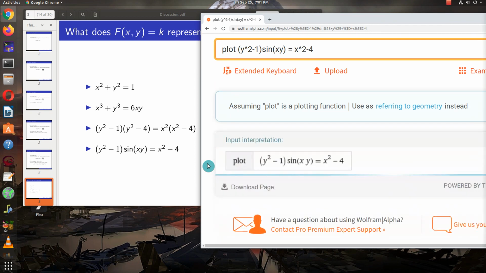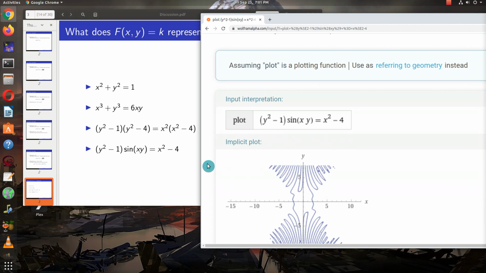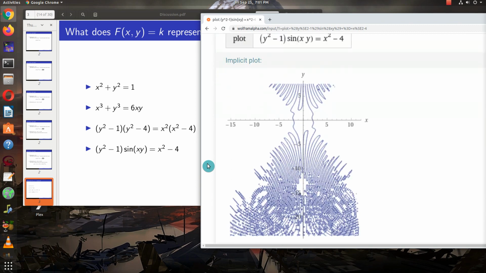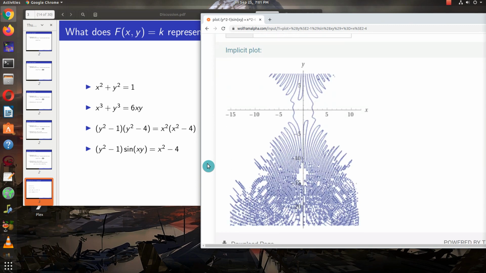Wolfram Alpha is really having to think about it. Ooh, what? Whoa. This is pretty wild, huh?